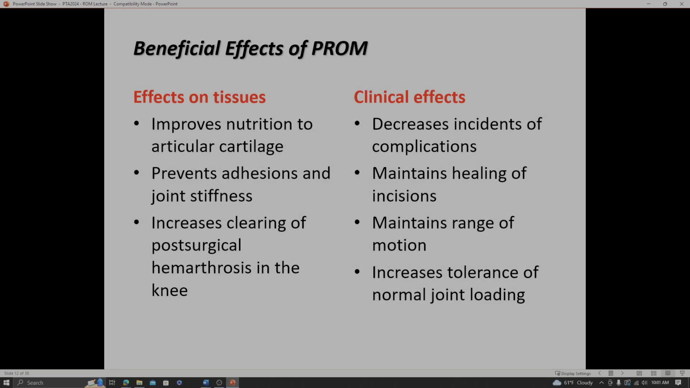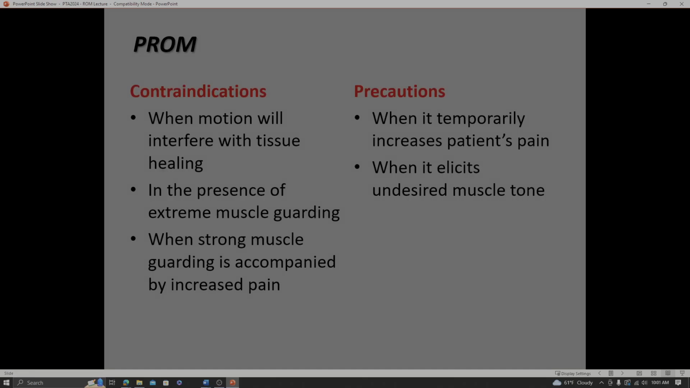Right? So there are more effects here, right? We can improve the nutrition, know all these effects, and know their clinical benefit as well, right? So we have an effect on the tissue, and because of that effect on the tissue, we've got some clinical effects that we can play off of to improve the patient.